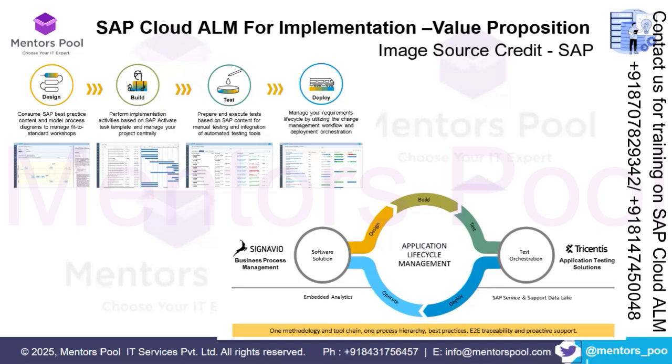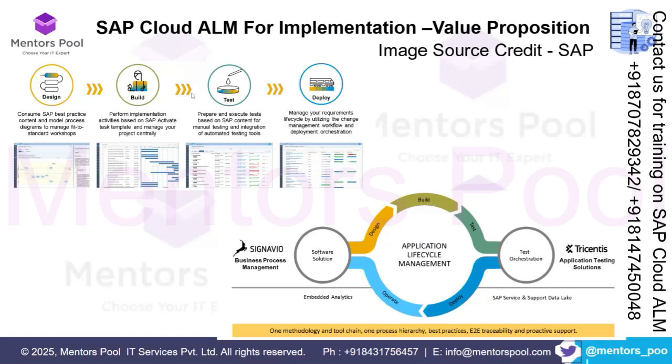The next phase is the build phase. Once you have collected the backlog from the fit to standard workshops, you create requirements. From those requirements, you create project tasks. On top of that, you create user stories and subtasks and assign them to the respective users. All these things you do in the build phase, where project management and project execution are handled. And then coming to the test phase.